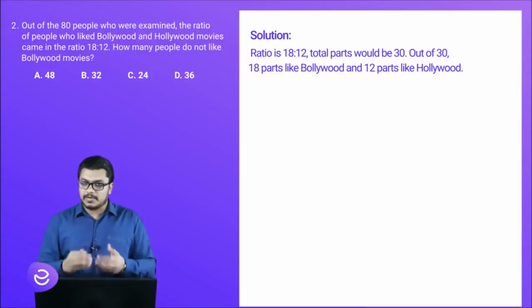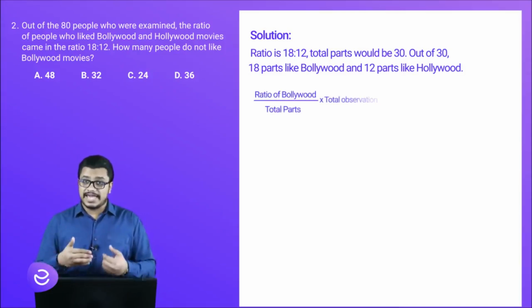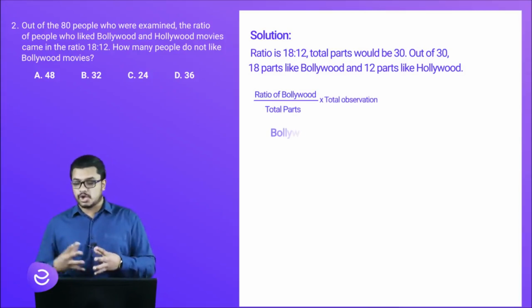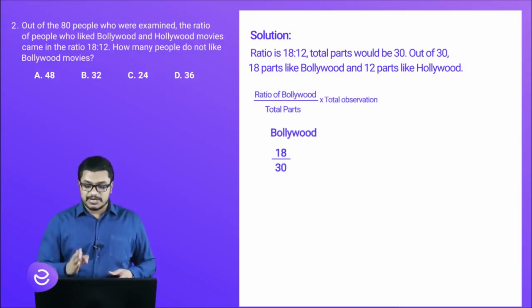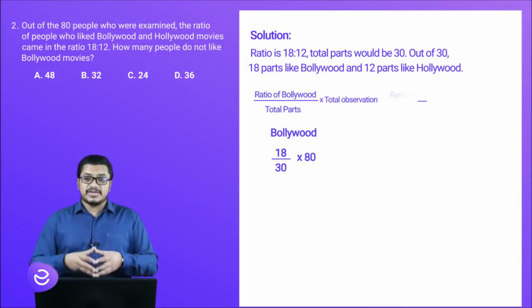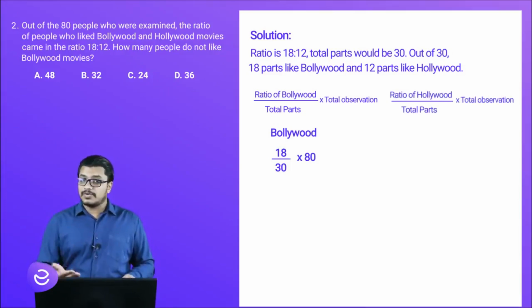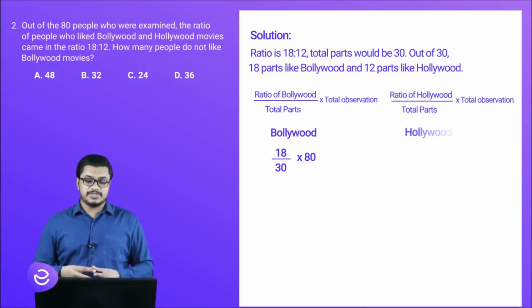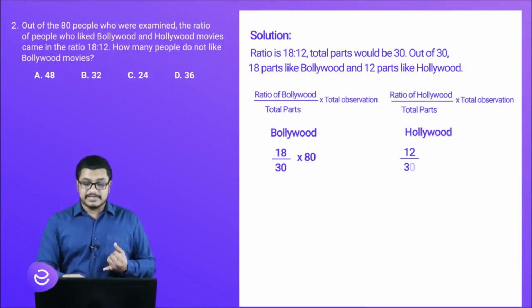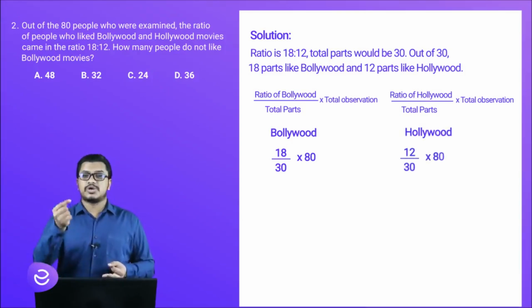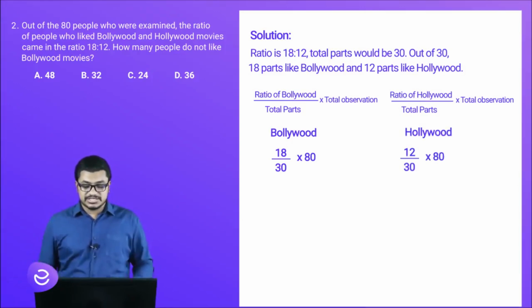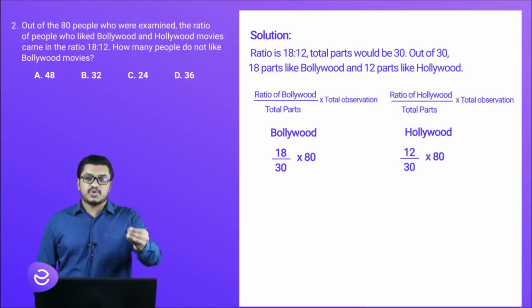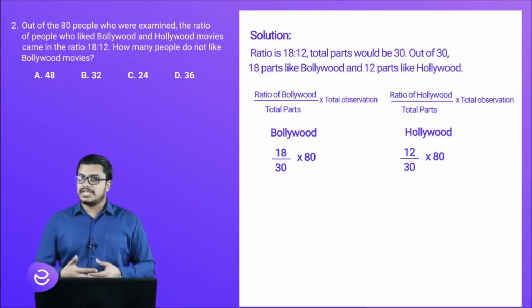Now to find out the people who like Bollywood, we have ratio of Bollywood, or ratio of A, divided by total parts into total observation, which comes to 18 divided by 30 into 80. Then for Hollywood, we get ratio of Hollywood, or ratio of B, divided by total parts into total observation. So ratio of Hollywood is 12, divided by total parts 30, into total observation 80. So we have two equations, 18 divided by 30 into 80, and 12 divided by 30 into 80. When we solve that, we'll get the answer.